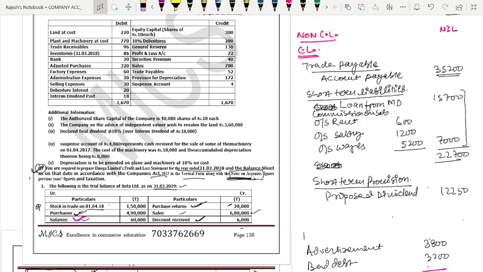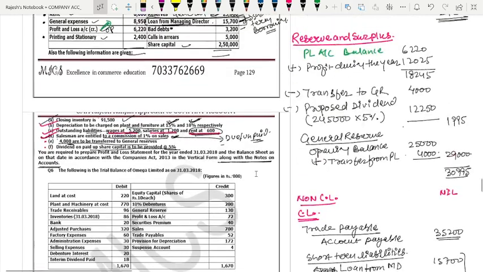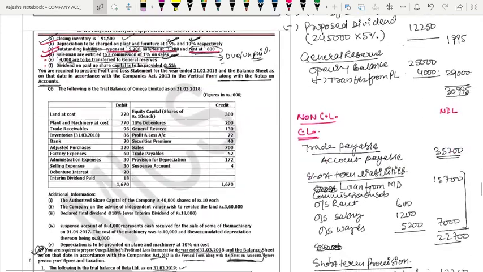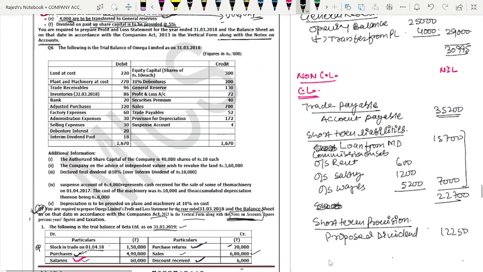because this is given in the additional information. No? This is given in the additional information. We have to provide for this. Commission on sales is how much commission? Sales is 4,25,000, 1%. 4250. Commission on sale is 4250.